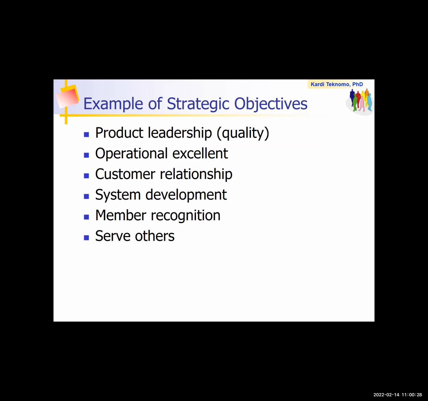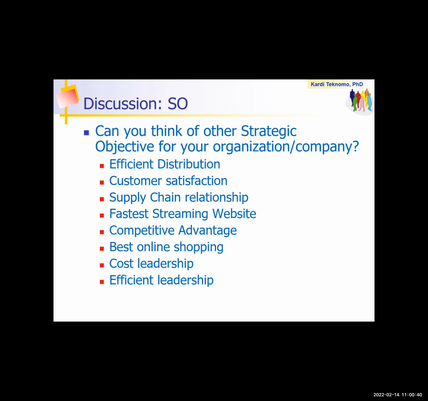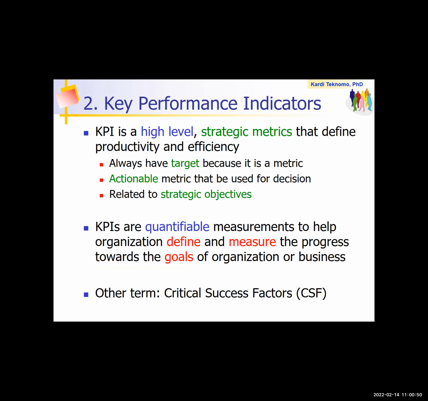So these are examples of SO. You want to have operational excellence, you want to have customer relationship, you want to serve others, you want to have product leadership or quality, and so on. These are examples of strategic objective. So try to think about the strategic objective of your company in your group project. Next is the KPI.